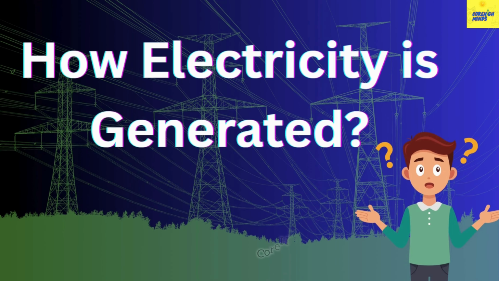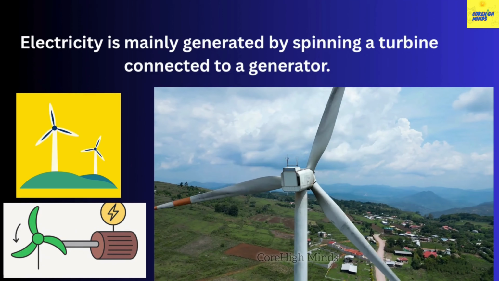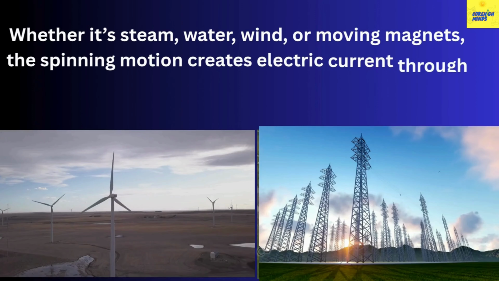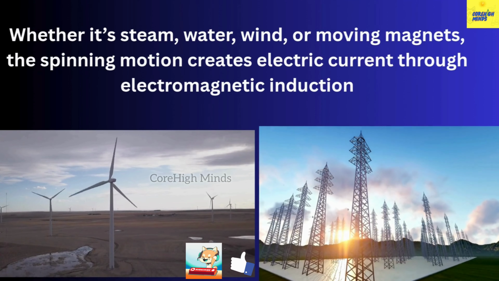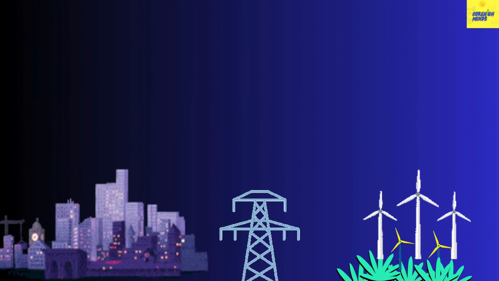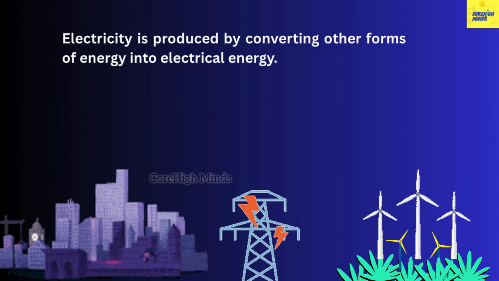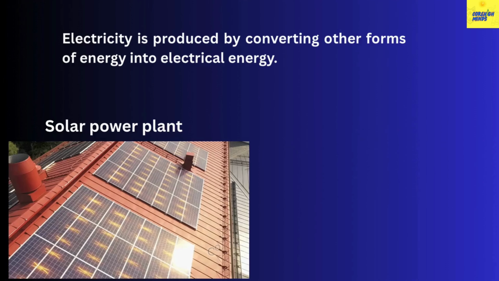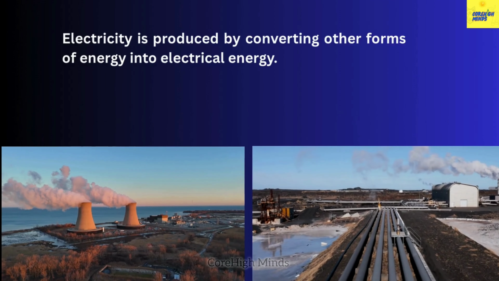How is electricity generated? Electricity is mainly generated by spinning a turbine connected to a generator. Whether it's steam, water, wind, or moving magnets, the spinning motion creates electric current through electromagnetic induction. Methods of electricity generation: electricity is produced by converting other forms of energy into electrical energy, such as hydroelectric power, wind power, solar power, thermal power, nuclear power, and geothermal power.